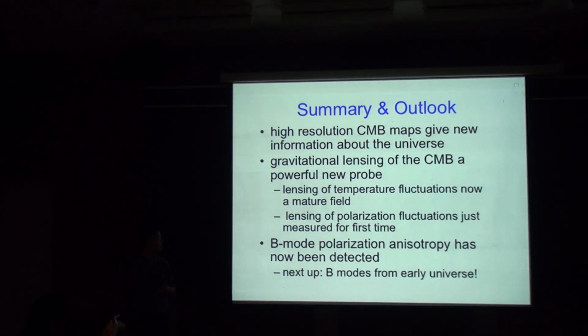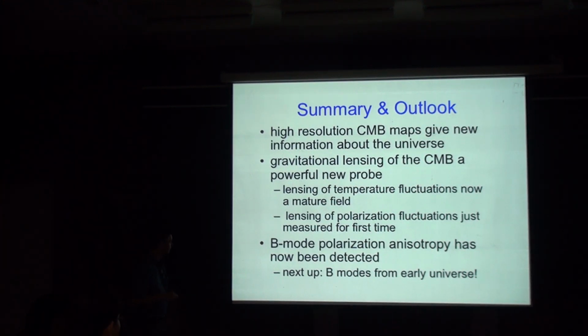Okay, so here's a summary. High resolution CMB maps are giving you new information about the universe. I hope you've got that out of the talk. Gravitational lensing is a powerful new probe, and everything I've shown you is brand new. The first detection of any of the lensing of the CMB was only in 2008. So in 5 years, it's gone from sort of a 3 sigma detection to just making these large-scale maps over the whole sky. The lensing of polarization fluctuations has just been measured for the first time. In some ways, what I showed you right now is the first detection of the lensing of the polarization fluctuations.